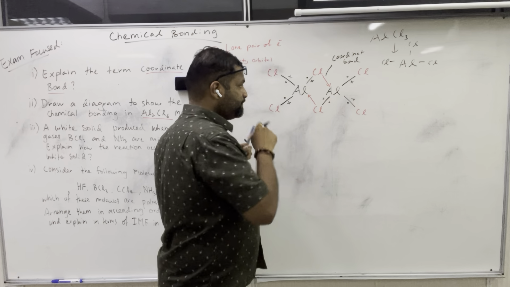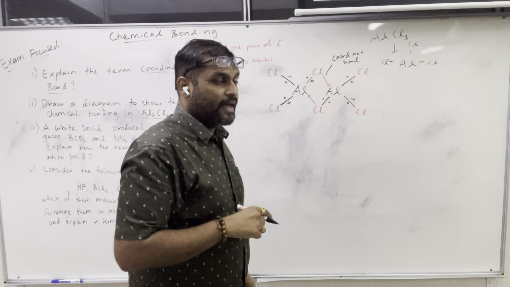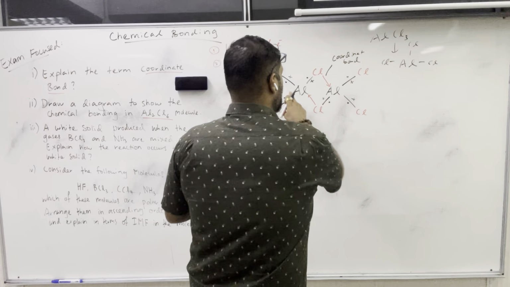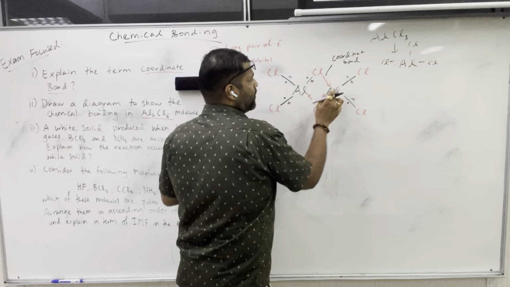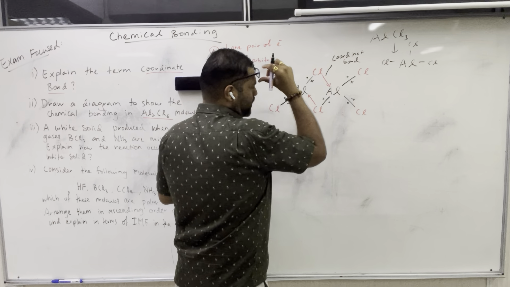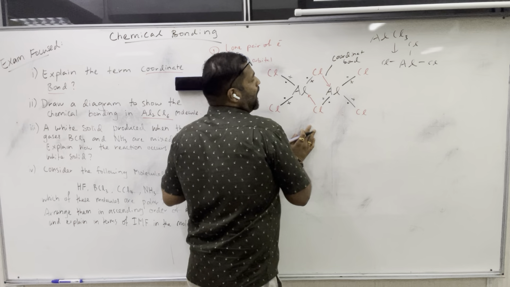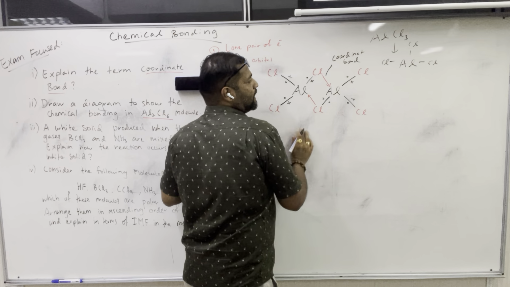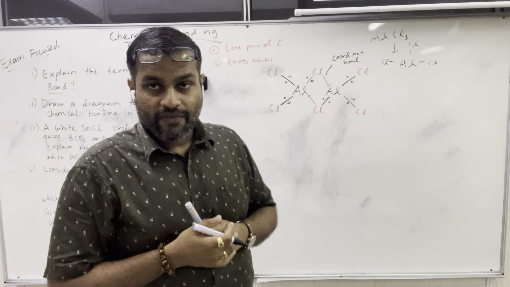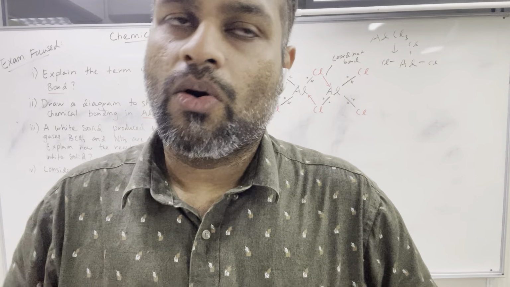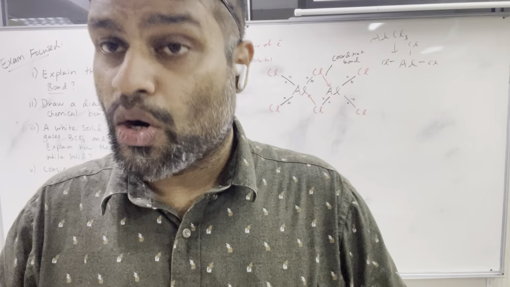So in this aluminium dimer Al2Cl6, it has a total of 6 covalent bonds. 1, 2, 3, 4, 5, 6. 6 covalent bonds in total. So what we can see here is out of these 6, 2 are dative bonds, or what we call dative covalent bonds, or in other terms, coordinate bonds.